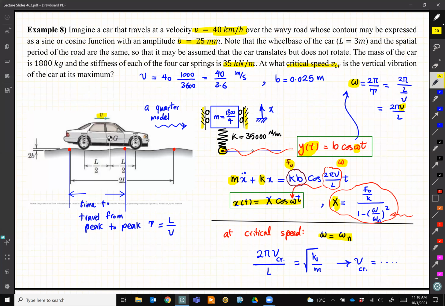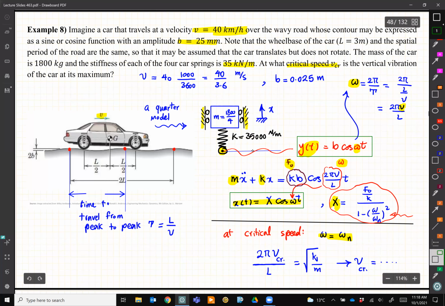We know the value of omega, we know the value of omega n. From here, we will find the speed at which omega and omega n are equal. That speed, we call it a critical speed. That's just the terminology that we use. But to be more accurate, we say that the critical speed is a speed at which the natural frequency of the system and the forcing frequency become equal. Okay, any other question?